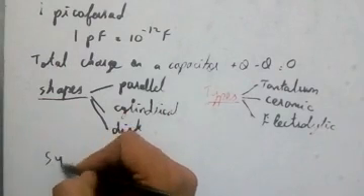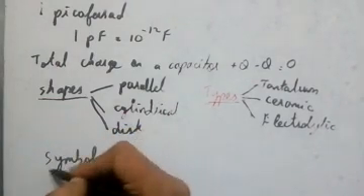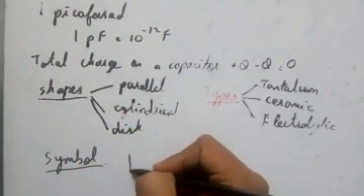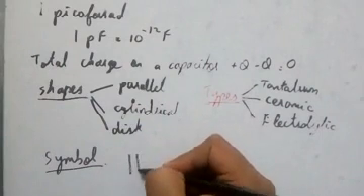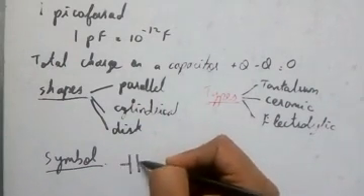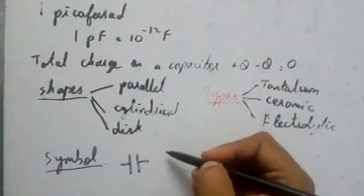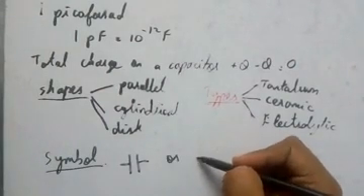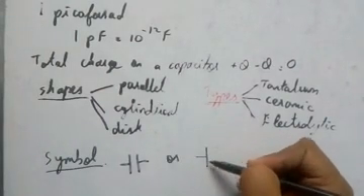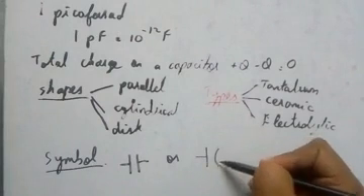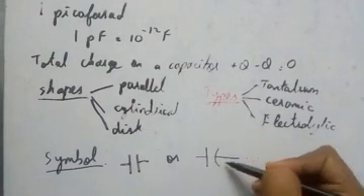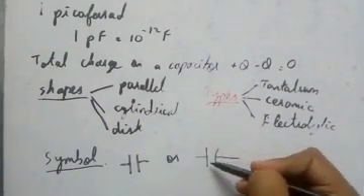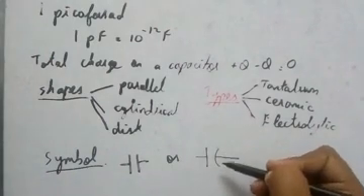The symbol of a capacitor is two parallel lines. The parallel lines must be equal in length. So this is the symbol of a capacitor. Or you can have another symbol this way: draw a parallel line and then another curved line here. Two parallel lines, or a parallel line and a curved line, is the symbol of a capacitor.